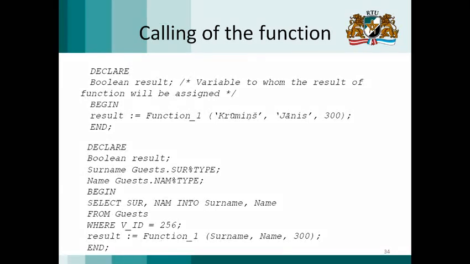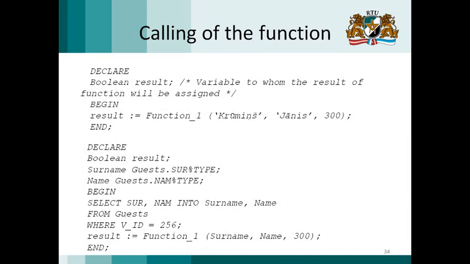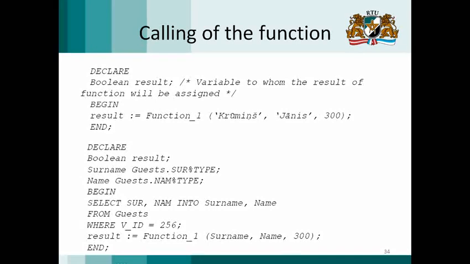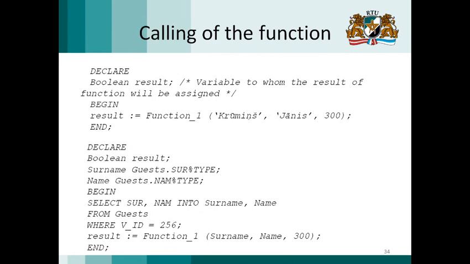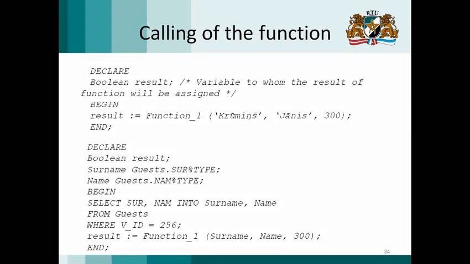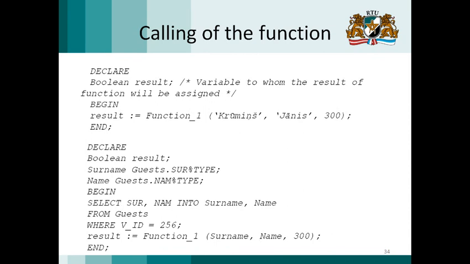And so, the calling of the function, as I mentioned, would not work in this way, so it needs to be a little bit more complicated. In this case, there is an example of how we could call this function. For example, we have an anonymous block. This is a block without a name, so we just use it for calling this function. We have some variable in the declare part, which is Boolean result. This is the variable to which the result of the function will be assigned.